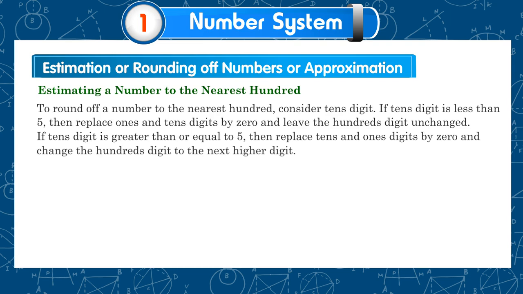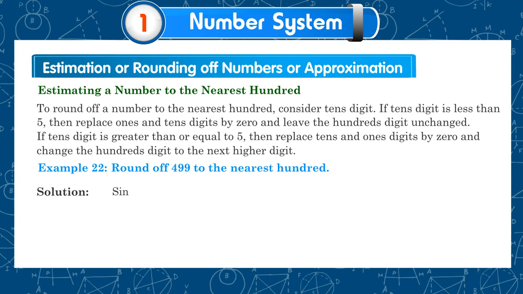Example 22. Round off 499 to the nearest 100. Solution. Since 90 is greater than 50, so 499 will be rounded off to the nearest 100 as 500.